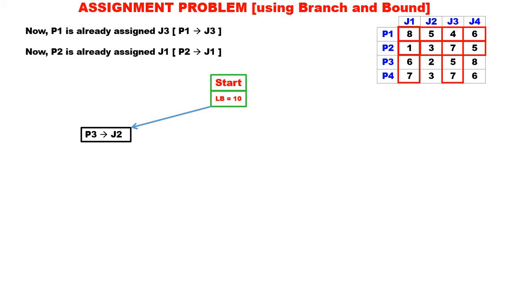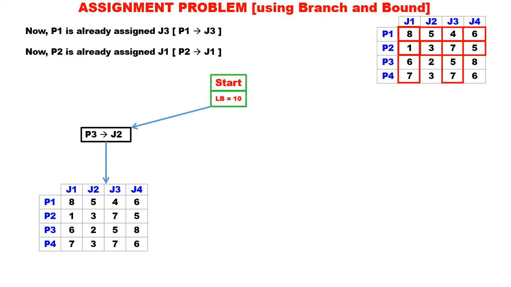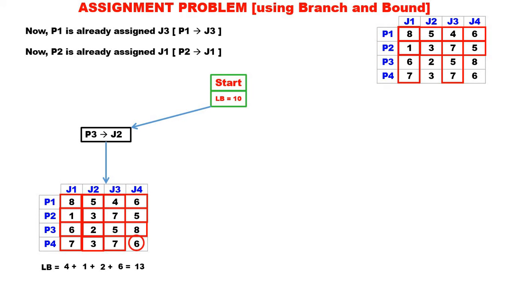When P3 is assigned to J2, let us see how actually it happens. So P1 is already assigned to J3. So this is fine. 4 is added to lower bound. And P2 is assigned to J1. Already this is done. 1 is already added to lower bound. Now P3 is assigned to J2. Carefully observe there. P3, J2, it is 2. Same column, no assignment. Same row, no assignment. 2 should be added to the lower bound also. Very good. Now, in the fourth row, among the remaining values, only one remaining value is there, 6. That should be the minimum. Add it here. So, what is the solution that you get? 13.